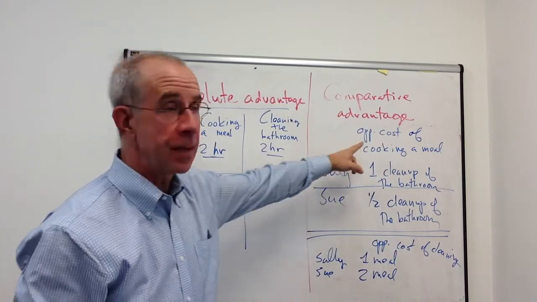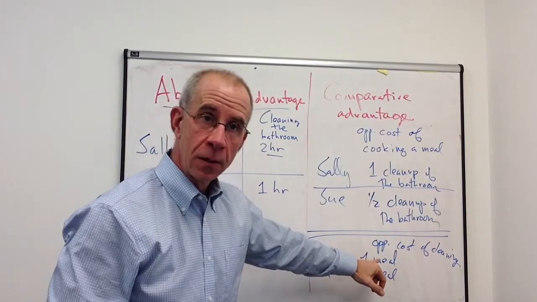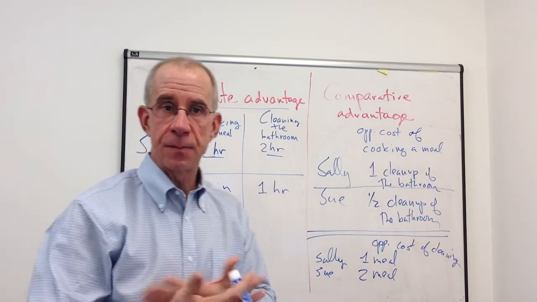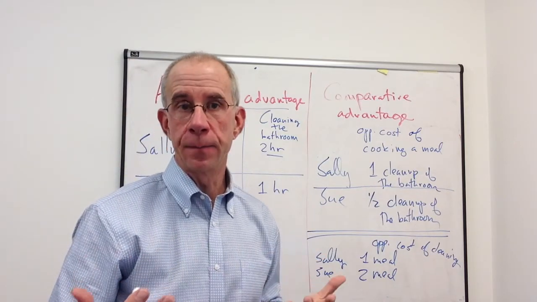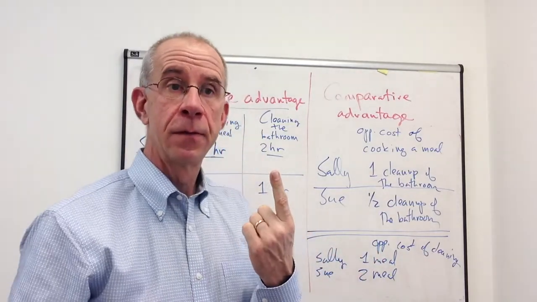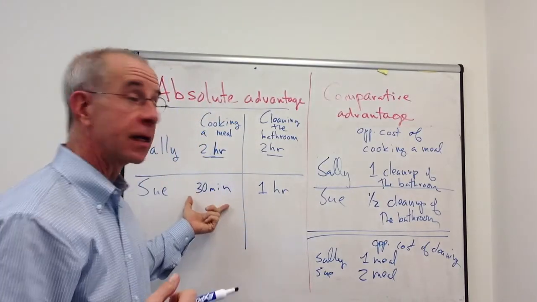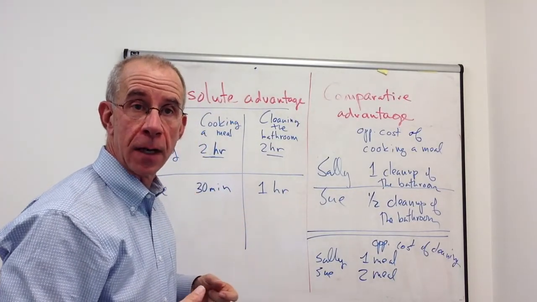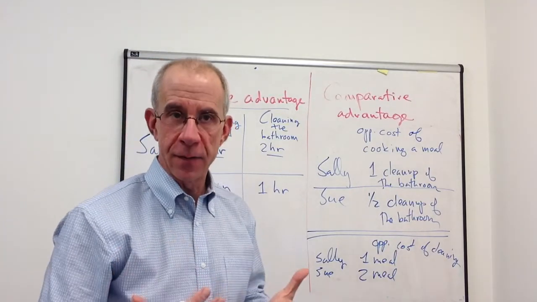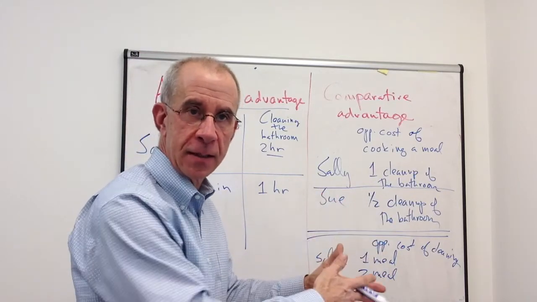So what you can see here is that if they reallocate their time so that Sue cooks the meal and Sally cleans the bathroom, that allows them both to potentially get more done. With 1 hour of time, 2 meals can get cooked by Sue. And this is the essence of comparative advantage. It's about what you give up to undertake this activity as opposed to others.